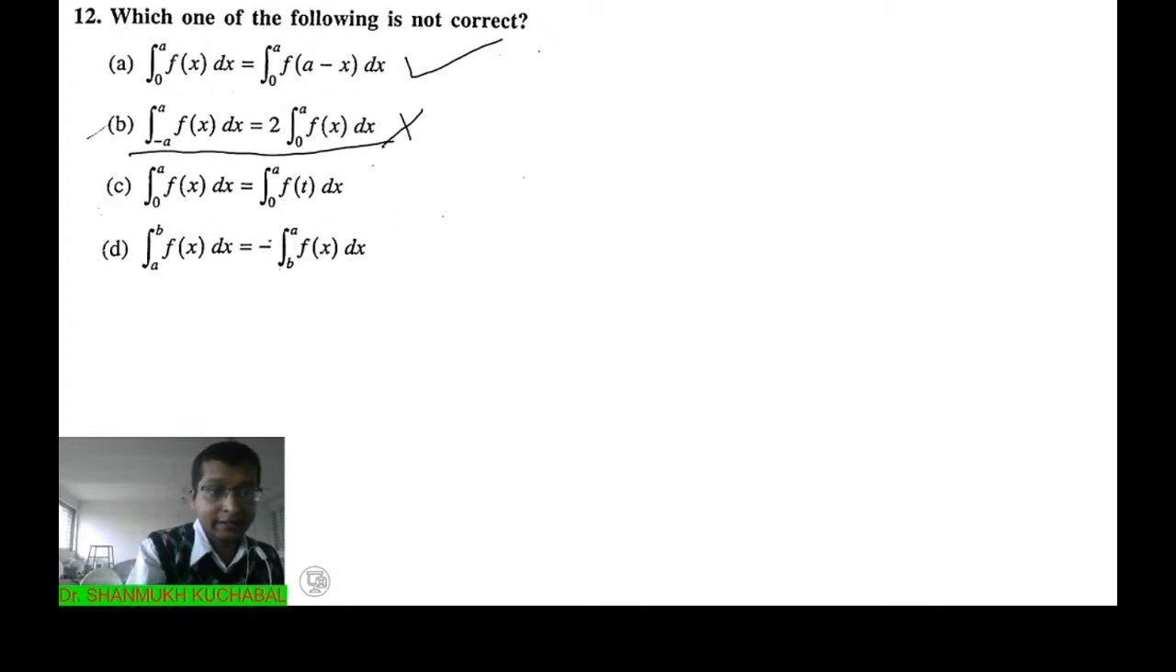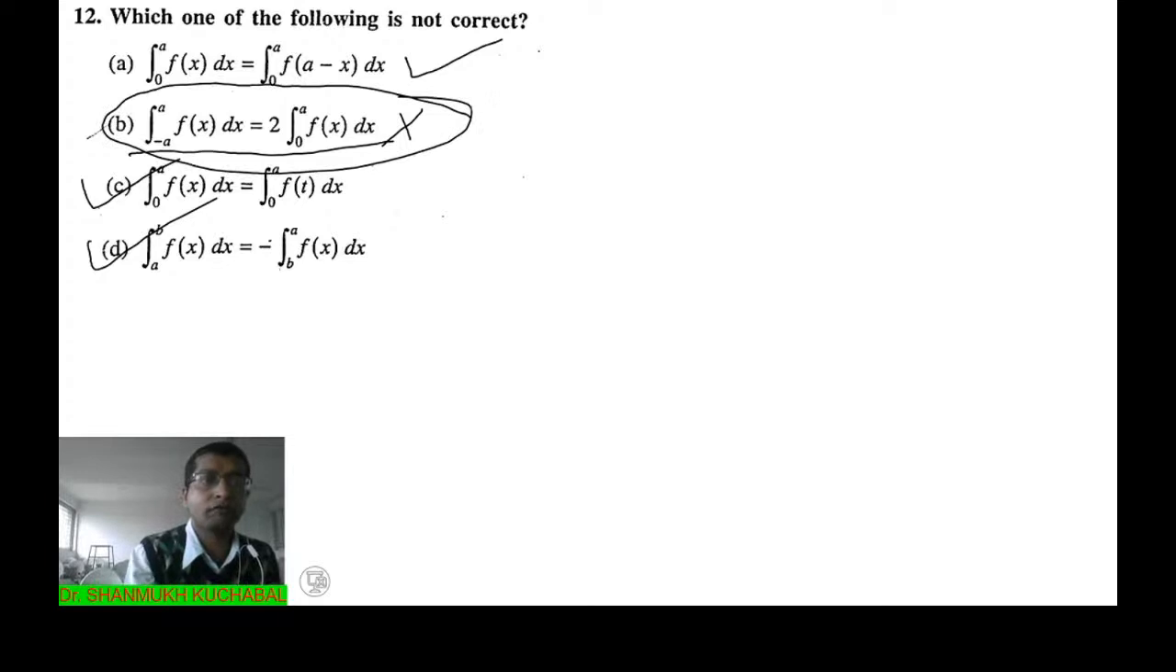And C, it is using a property of integration, any function we can apply it. And D also, it can be applied to any question here. So here B is applied only for an even function. Therefore option B is not a correct option. Therefore we can say B is the answer here. B is the answer.